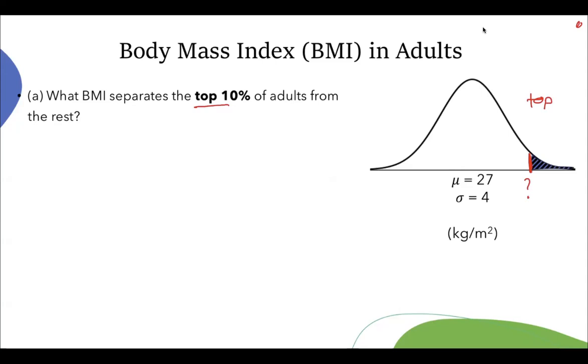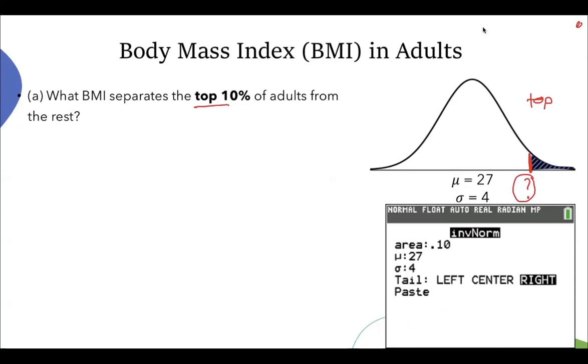The mean is 27. The standard deviation is 4. The vertical line is going to be more than 27. So let's put in 0.10 on the right. 27 and 4 is our mean and standard deviation, and it becomes 32.13.